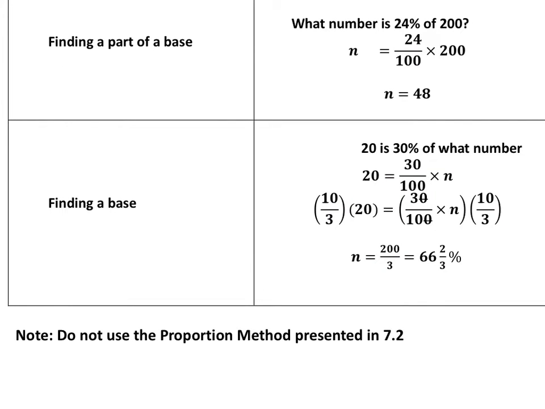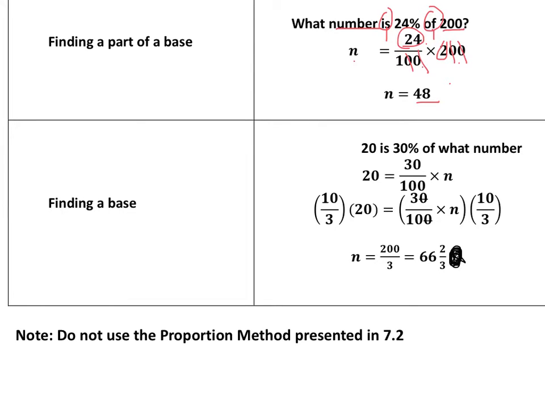The second type of problem we would encounter is finding a part of a base. The question would be, what number is 24% of 200? So number will be the variable you're solving for, n. And then again, is will be your equal sign. 24%, we're going to rewrite that as 24 over 100, fraction form, and of is your multiplication sign. And then we copy the 200, and then we can simplify. 24 times 2 will give you 48. Notice there's no percent sign because that is what we weren't looking for. We're looking for the number that is 24% of 200.